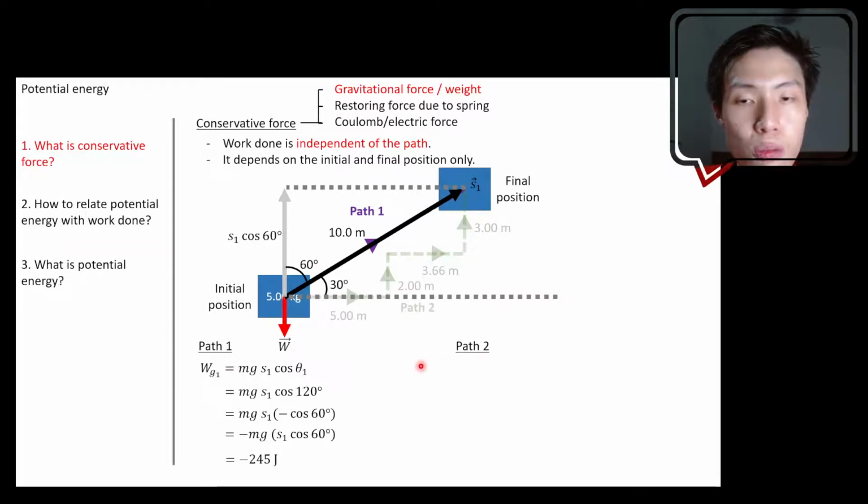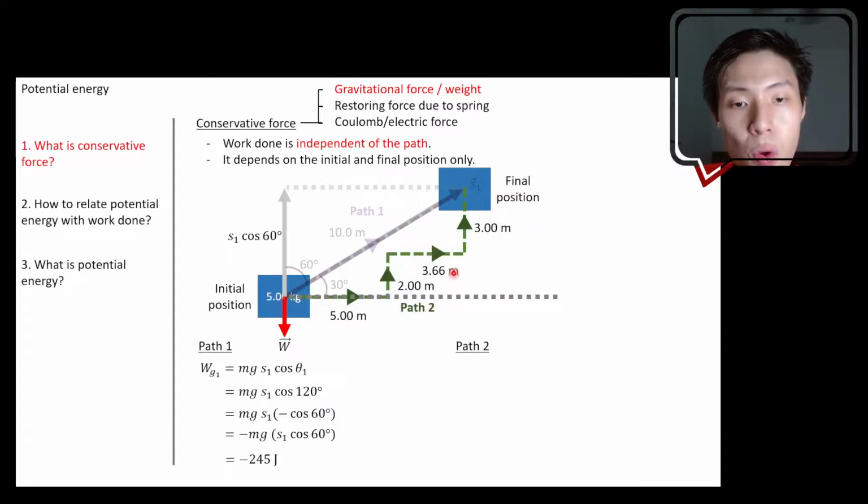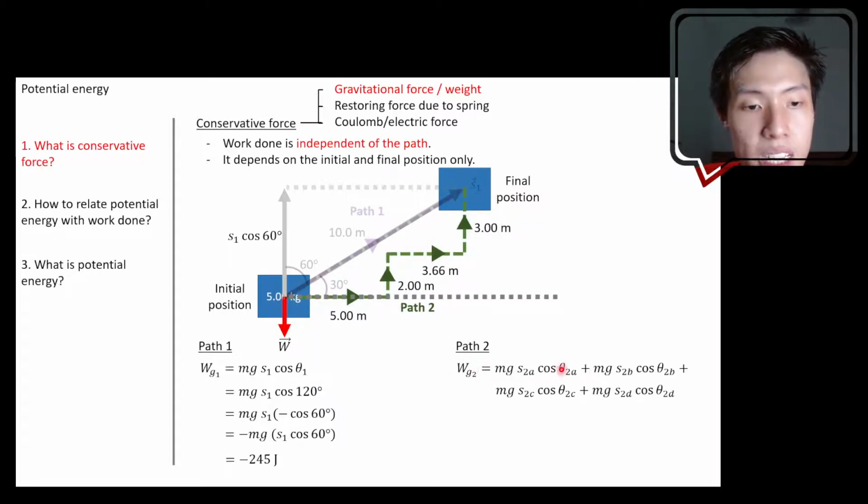Now let's move on to path 2. For path 2, we'll be taking this zigzaggy pattern to go from the initial position to the final position. So if we are finding the work done using path 2, we'll have to split our work done into 4 different sections and add them up.